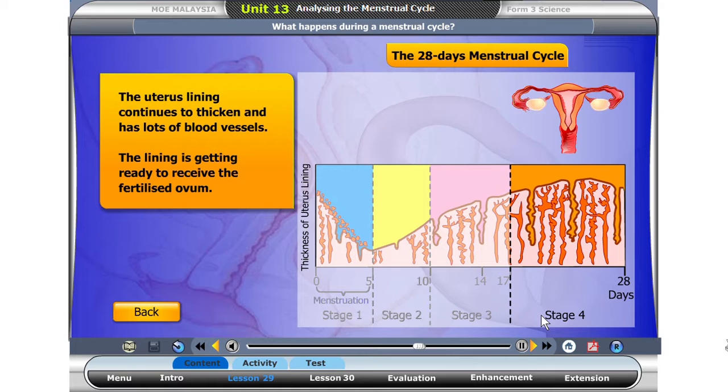Stage 4 is the last stage. At this stage, the uterus lining continues to thicken and has lots of blood vessels. The lining is getting ready to receive the fertilized ovum. Stage 4 lasts from day 18 to day 28. Click on the back button to go back.